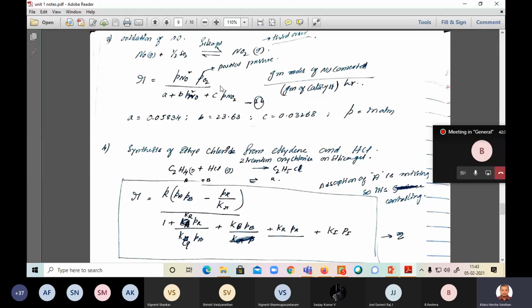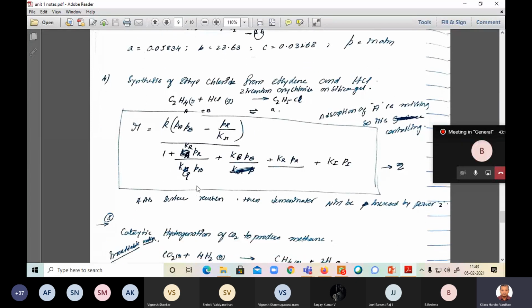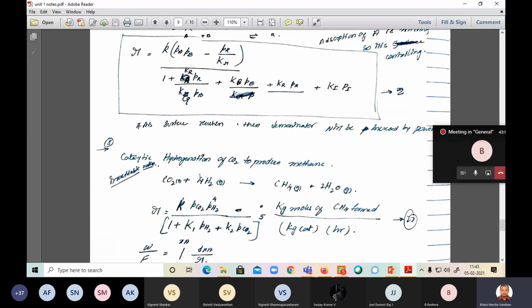NO to NO2, you will have a highly nonlinear term here. That A, B, C, all those coefficients are given here. Like that, one more is synthesis of ethyl chloride from ethylene and HCl. Ethylene is reacted with HCl to give you ethyl chloride. The rate of the reaction is this. Again, how to get the constants? By doing an experiment, right? So like that, you can have n number of examples.